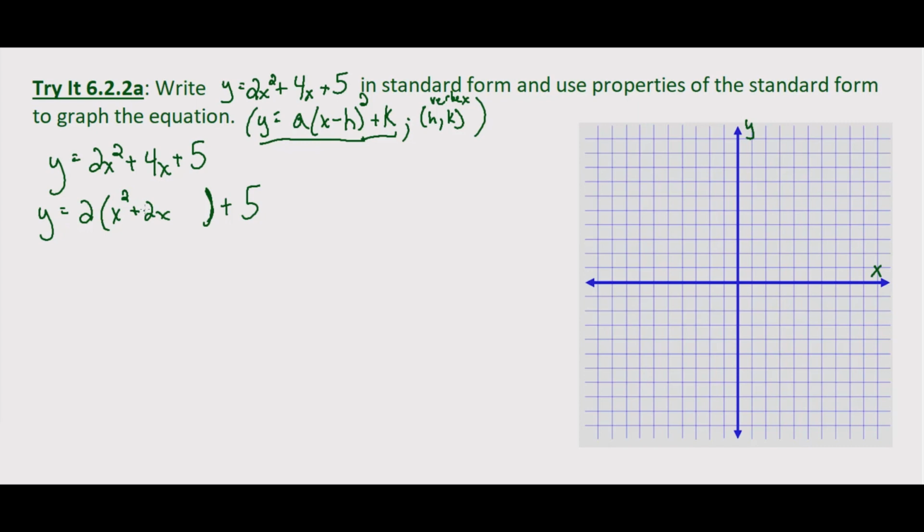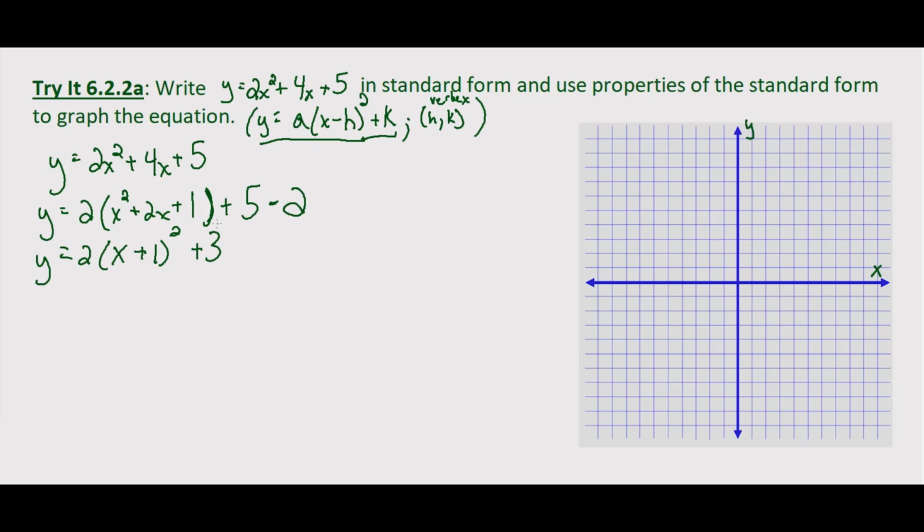Now, how do we complete the square here? Remember, we divide this middle term by 2 and then square it. 2 divided by 2 is 1. Squared is going to be 1. So x squared plus 2x plus 1. But now remember, we have this 2 out here. So we're not just adding 1, we're adding 2 total. So that means we need to subtract that from out here, subtract it from the 5. So now y equals 2 times, remember we completed the square, so this is x plus 1 squared, and then plus 5 minus 2 is plus 3.